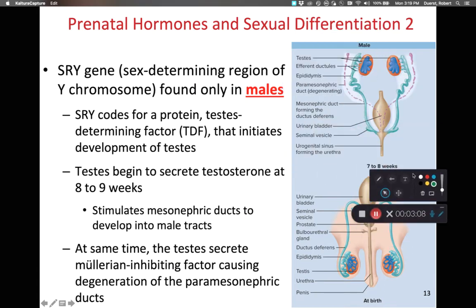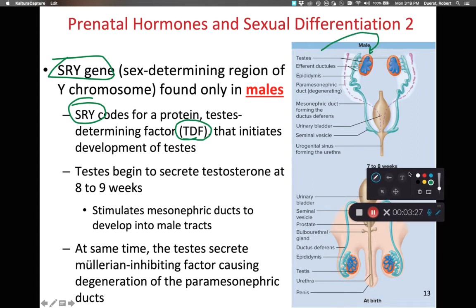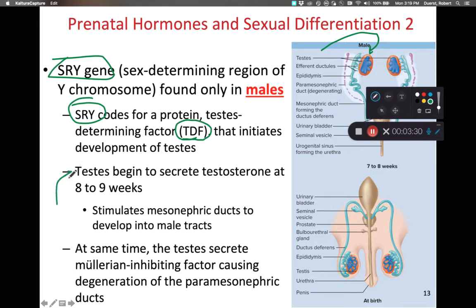Now in males, the male that has inherited the male genotype will have the SRY region present. And that SRY region is going to code for a protein known as TDF, testes determining factor. And if TDF is expressed, that's going to initiate the development of testes from the ambiguous gonads. And those testes then start to secrete testosterone at 8 to 9 weeks post-conception. And that testosterone from the testes is going to stimulate the development of mesonephric ducts into the male reproductive tract.